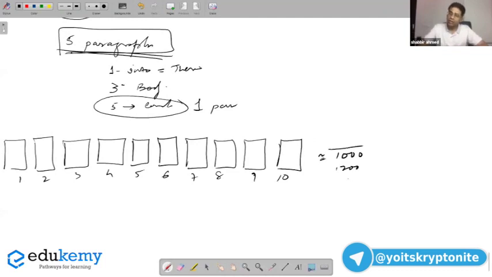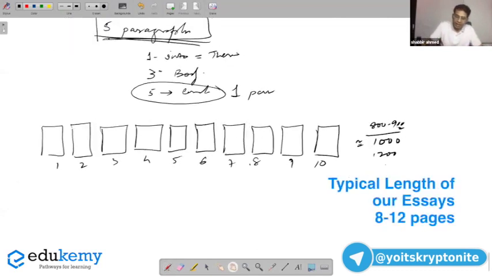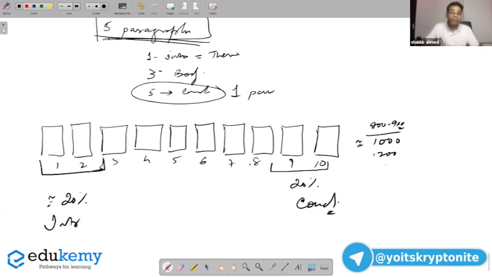अगर एब्स्ट्रैक्ट ऐसे है तो 800-900 वर्ड भी ठीक है. Okay, so anything in the range of 8 to 12 pages is good enough. So 10 pages is what I have taken, and I say about 2.5 page. Okay, so approximately about 20% of your essay is introduction. तो वैसे ही यहाँ पर 2.5 page, around 20% of the essay is your conclusion.